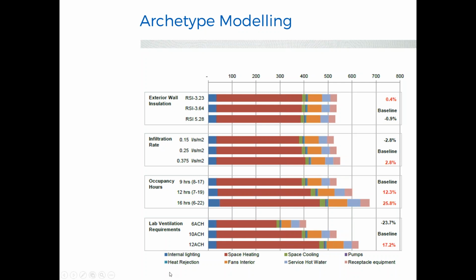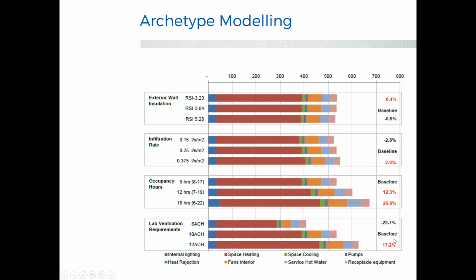So these bar graphs are for the laboratory archetype model. We looked at different things like the amount of exterior wall insulation. You can see for each there's a baseline, and then a reduction in performance and an increased performance. The same goes for the infiltration rate, the occupancy hours, and the lab ventilation requirements. If you look at the magnitude of the difference between the resulting energy performances, the lab ventilation requirements had the largest change, from a drop of 23.7% from the baseline to an increase of 17.2% from the baseline in the positive direction.